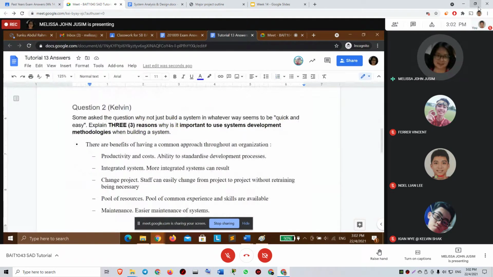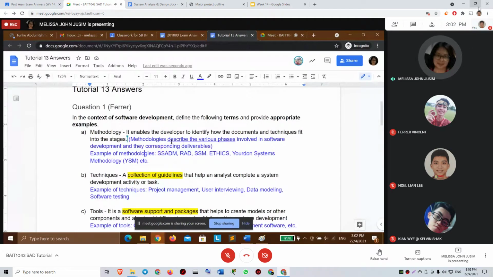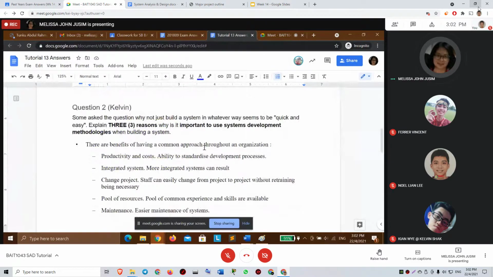Great. Question number 2 by Kelvin. Why not just build a system as long as it's quick and easy? Okay. And then what are the 3 reasons why it is important to use system development methodologies? Means why do we need these phases in developing software? Okay, let's see.